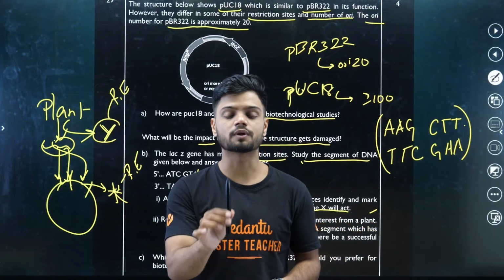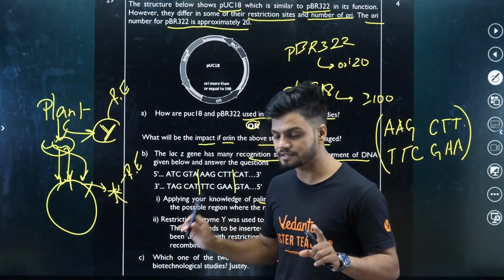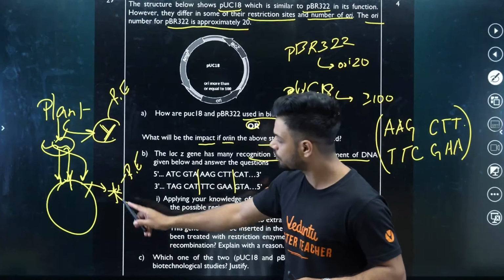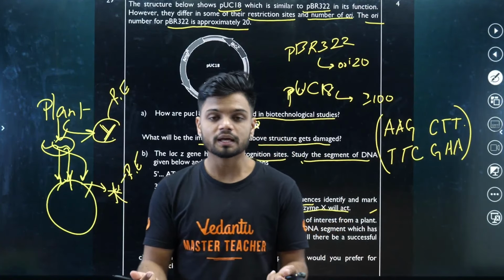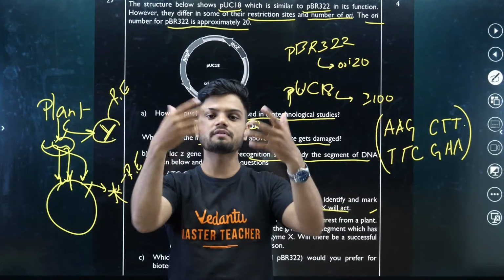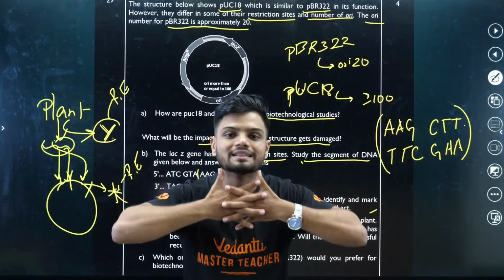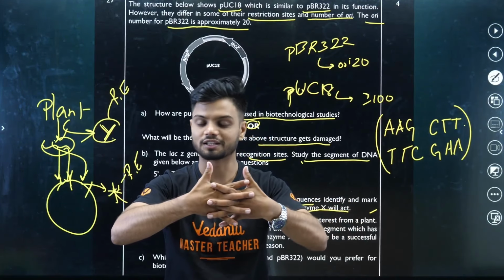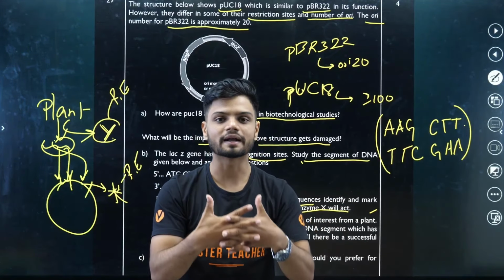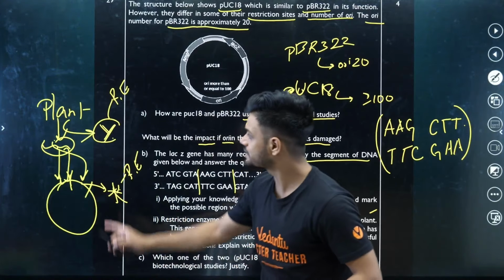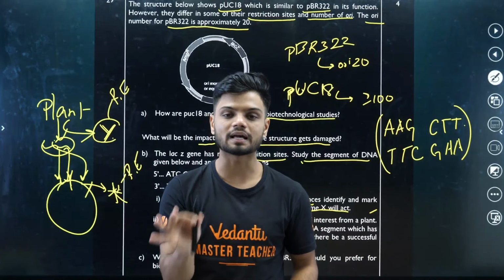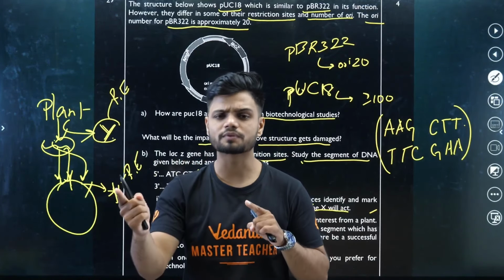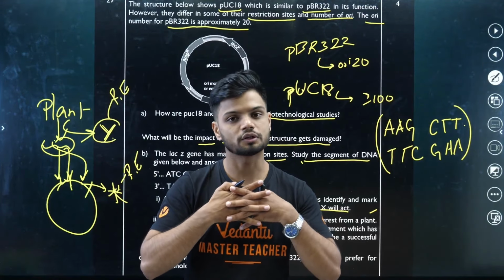The answer is very simple, students. Remember, the sticky ends caused by Y and the sticky ends caused by X are completely different. If there is no proper connection, if I have 10 fingers here and 2 fingers here, can I attach them properly? No. Only when we have an equal number of sticky ends on either side will the recombination happen. Otherwise, it will not happen. So remember, every single time you're doing an experiment or extracting and inserting a gene of interest, you need to use the same type of restriction enzyme. If you use different types of restriction enzyme, there will be no proper recombination.